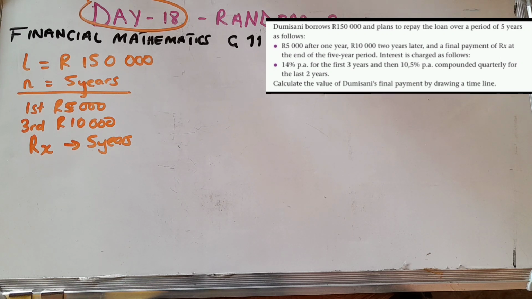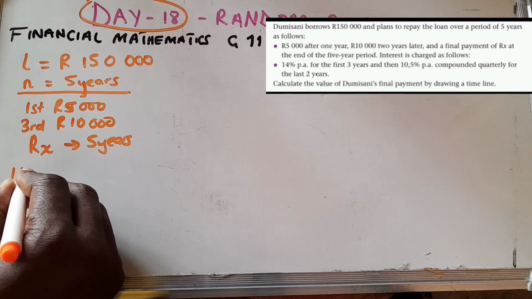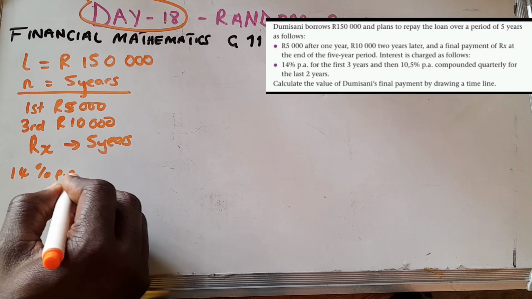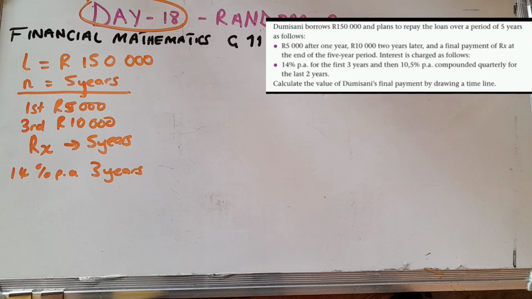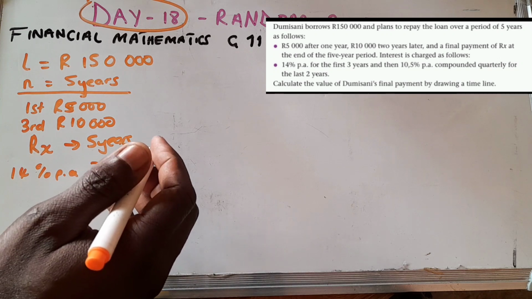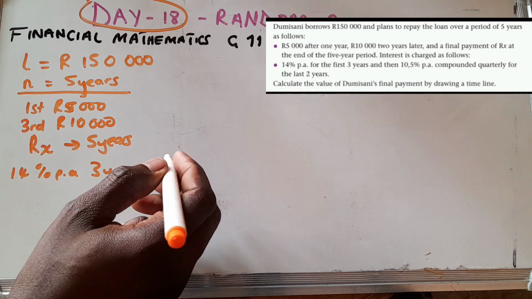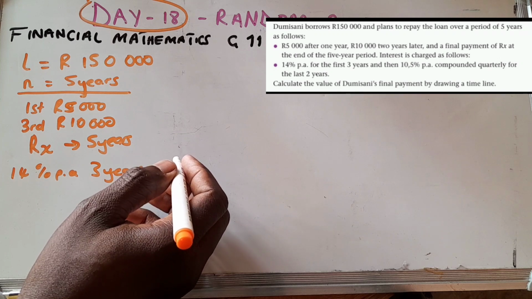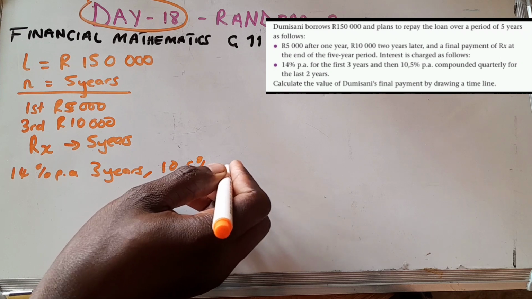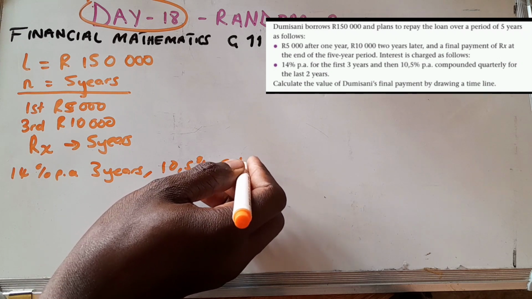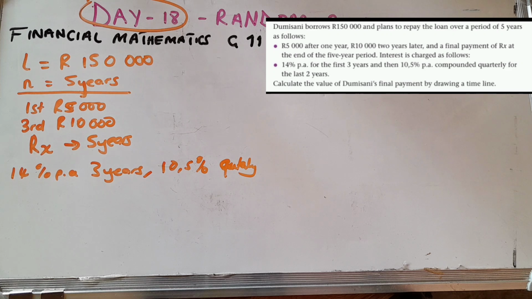And then they said the interest is charged as follows. 14% per annum for the first 3 years, and then 10.5% per annum compounded quarterly for the remaining 2 years. So it means that it is also 10.5% compounded quarterly for the remaining 2 years. And they say calculate the value of Dumisani's final payment by drawing a timeline.